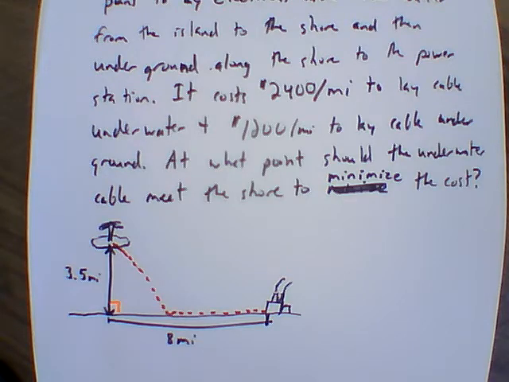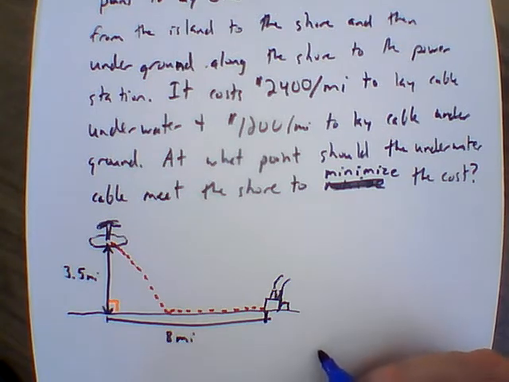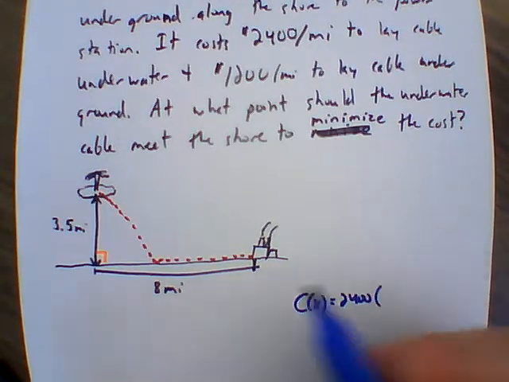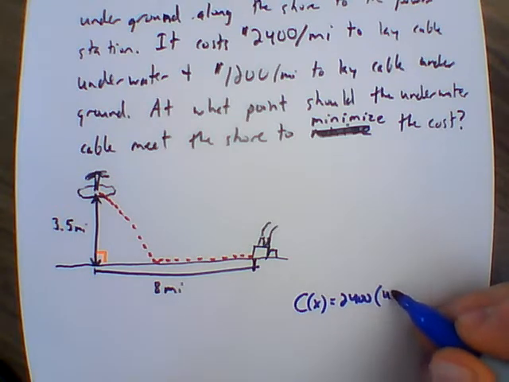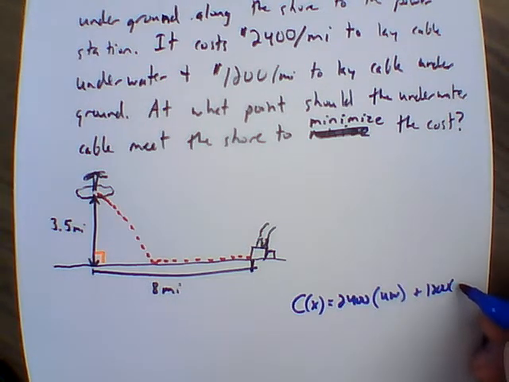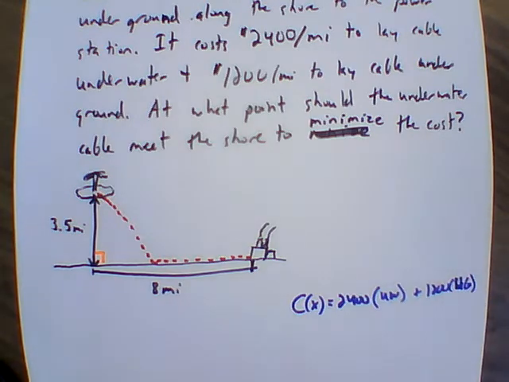Okay? So once again, we're trying to minimize our cost. So our cost function is what we're trying to minimize. So if we think about our cost function, it is going to be 2,400 times, I'm just going to say underwater distance, plus 1,200 times underground distance.